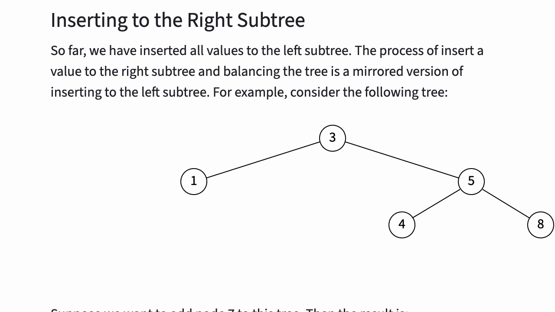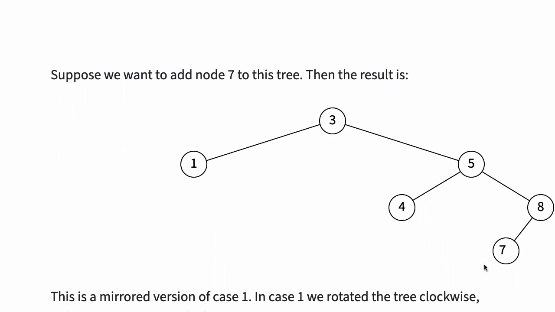So far, we have inserted all values to the left subtree. The process of inserting a value to the right subtree and balancing the tree is a mirrored version of inserting to the left subtree. For example, consider this tree. Suppose we want to add 7 to this tree. Then the result is this one.